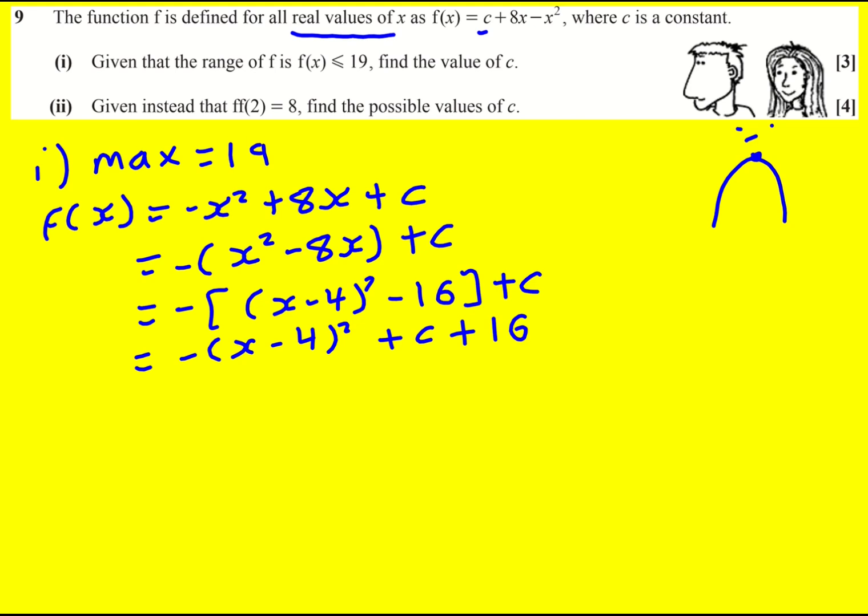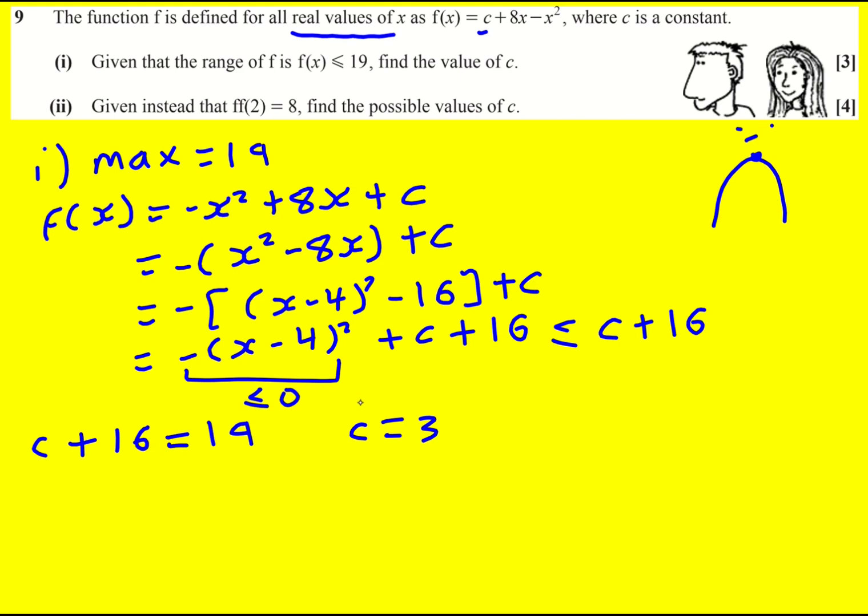And we can use this to work out the maximum because this thing here is always going to be less than or equal to 0. And so the thing as a whole, the biggest it could ever be would be c plus 16. And therefore c plus 16 is the maximum, and that's going to equal 19. And therefore c is equal to 3. Because the maximum is going to be c plus 16, I could also just write that down and then equate it to 19.